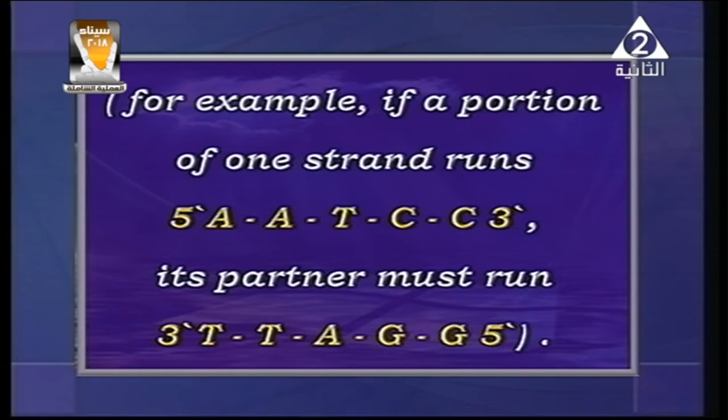They match together. So you have 5 prime on one side and 3 prime on the other. We have adenine, so it needs thymine to connect with it. Adenine pairs with thymine, and thymine with adenine, and so on. There is no mismatching between them. Get the difference? This is the meaning of being complementary to each other.